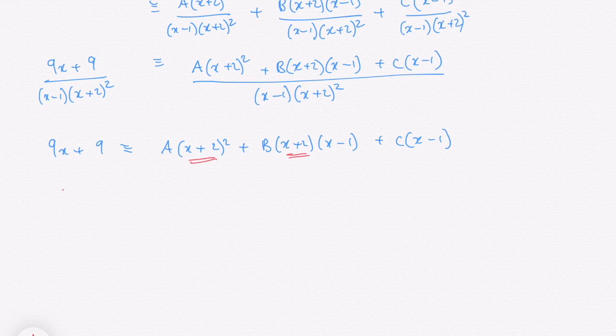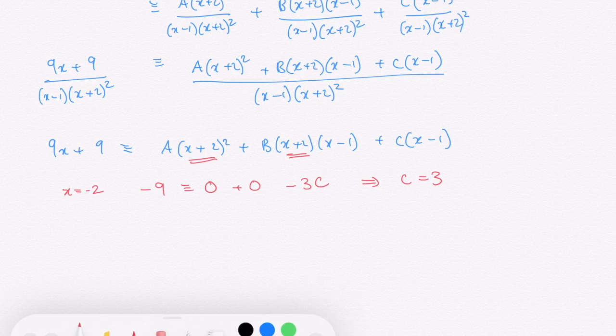So if we let x equal negative 2, this left-hand side is minus 18 plus 9, which is minus 9. This is a times 0 squared, so that is 0. This is b times 0 times minus 3, which is 0. And this is c times minus 2 minus 1, so minus 3c. So what do we have there? We have minus 9 equals minus 3c. So this gives us c equals 3.